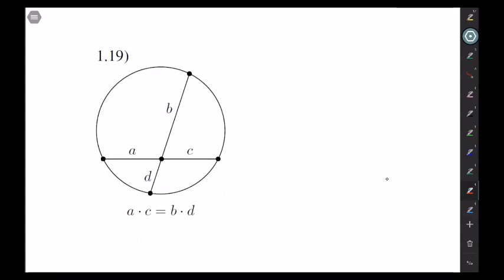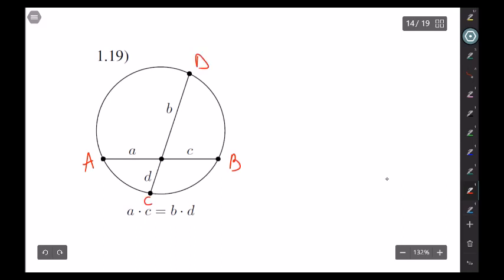What was the name of this result? Yes, this is called the power of a point theorem. Any point on the plane of a circle satisfies this relationship: AE times EB is equal to CE times ED. In fact, this thing is unique. So this is the power of the point E with respect to that circle omega.